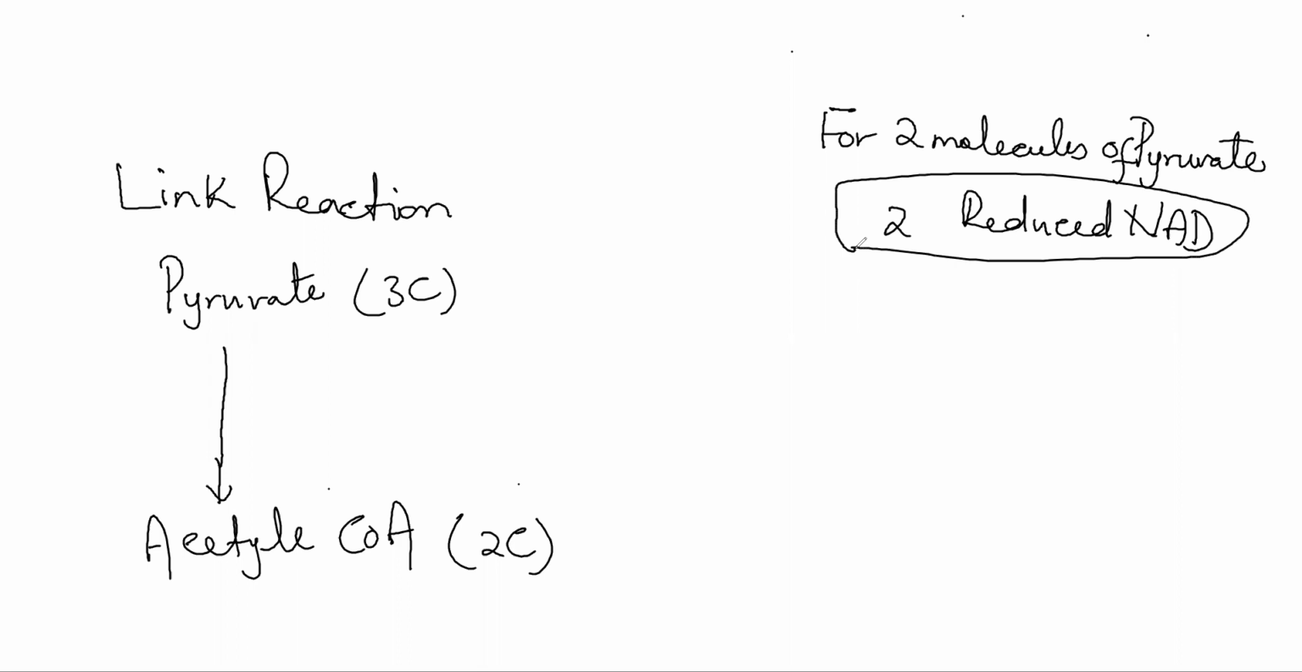In one link reaction, one pyruvate molecule gets decarboxylated, so one carbon dioxide molecule is produced. When we are talking about two molecules of pyruvate, it's two molecules of carbon dioxide, but we are not going to consider it anymore because carbon dioxide is one of the waste products of this process. It's not going to be utilized anyway. Your body is going to get rid of this ultimately.